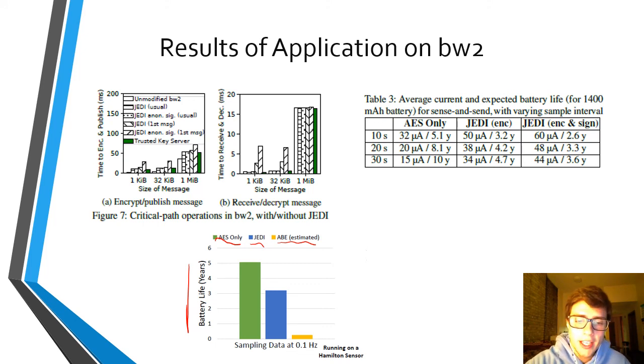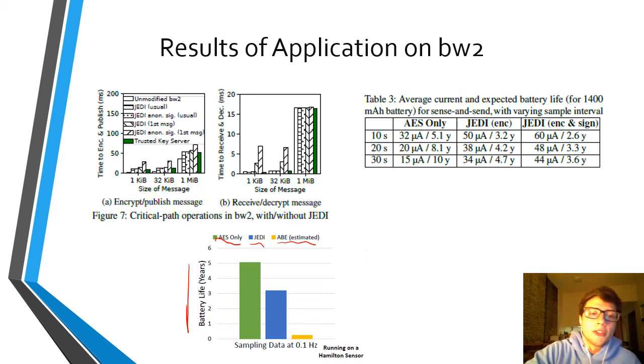And so we can see if it's attribute-based encryption every time, the battery life is like less than 150 days. It's not long enough. JEDI, you get a little over 3 years, and for AES, you get just around 5 years. So 3 versus 5 years, based on the design decisions to make it decentralized, this would certainly fit the criteria of successful.